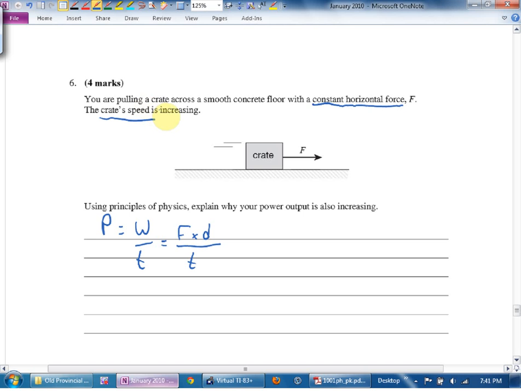This is meters per second, is it not? My force is constant, but it's told me that my speed is increasing. So even though this is staying the same, what's happening to this number right here, Justin? Getting bigger, getting bigger. So what's happening to my power? So I would now say, as D over T increases, P increases. By the way, in our notation, I've used up arrow for increases and down arrow for decreases. Don't on the provincial, or write out the word.